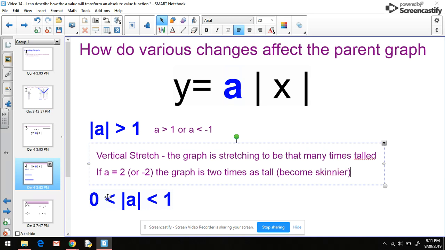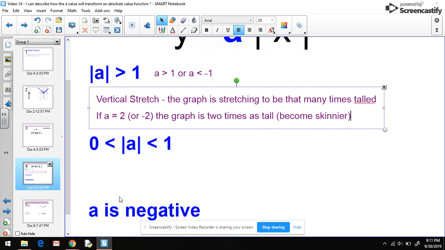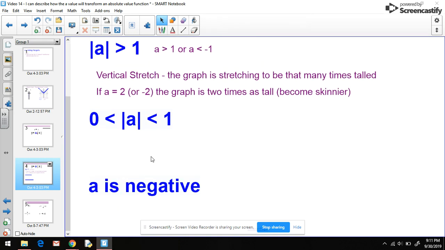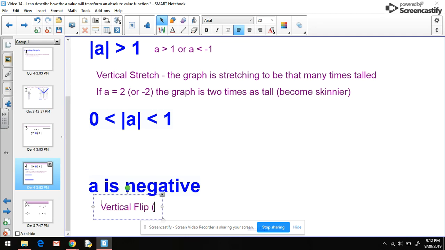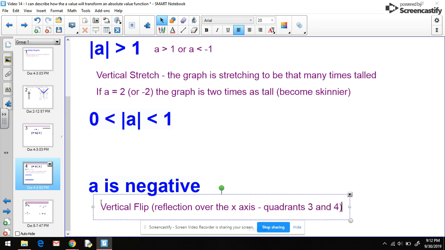So that's the first thing that you are going to see. The second thing that we already saw in action as well is when a is negative. You saw that the graph flips over the x-axis when a is negative. When a is negative, it is called a vertical flip. And this is essentially a reflection over the x-axis, and it puts it in quadrants 3 and 4. So that will happen when a is a negative value.